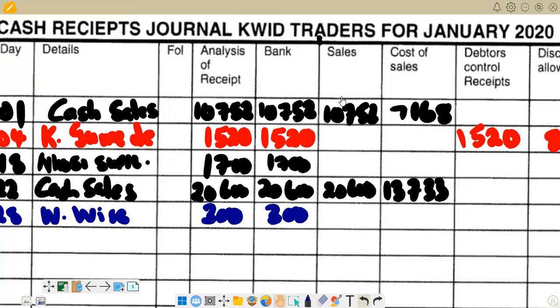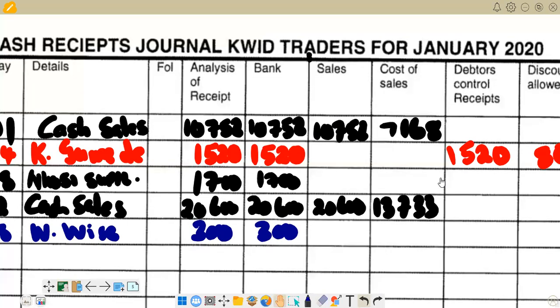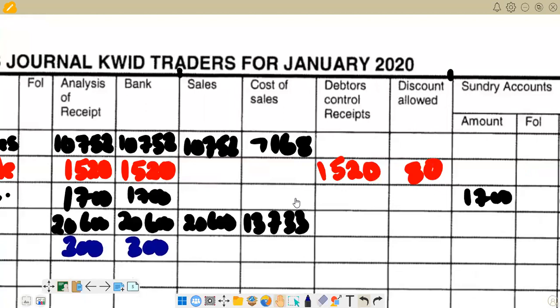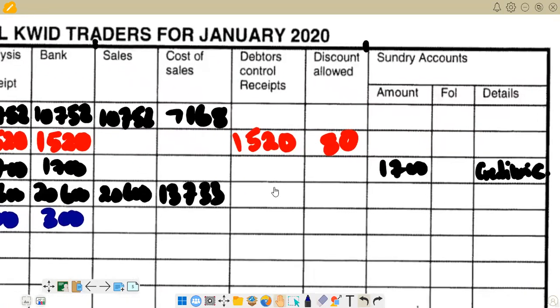So we don't have a column for bad debts recovered. If you look here, we've got bank, sales, cost of sales, then here we are showing that we don't have any, and here we've got debtors control receipts. On the last one, we've got discount allowed. No account for bad debts recovered. So if you have an item like that, we just post it under the sundry account column. Sundry account column is here.